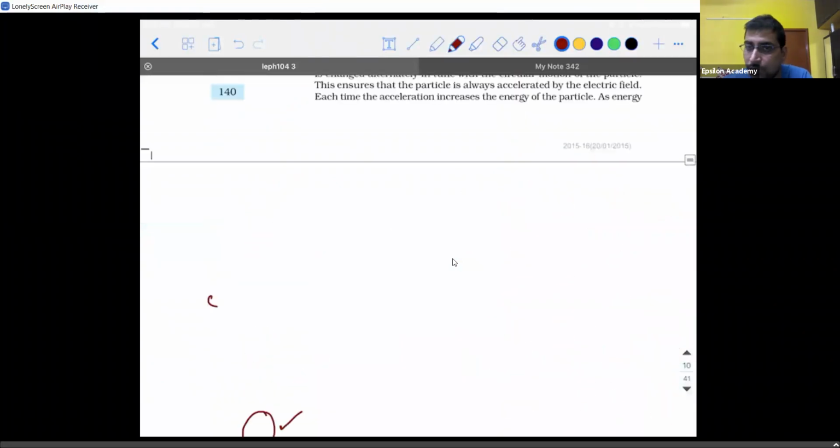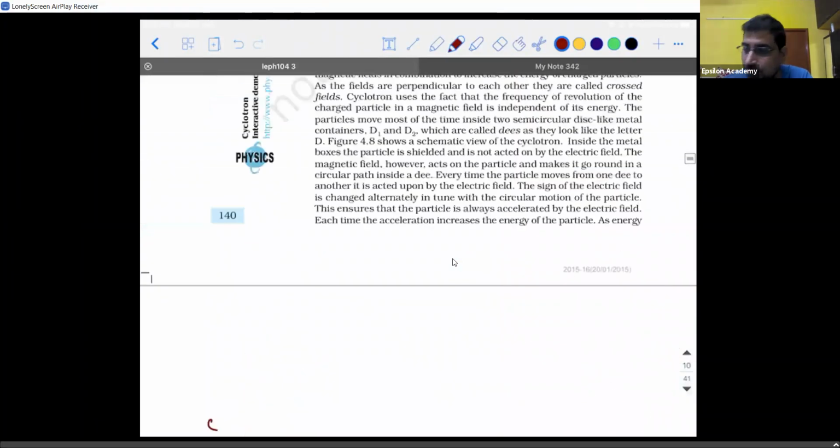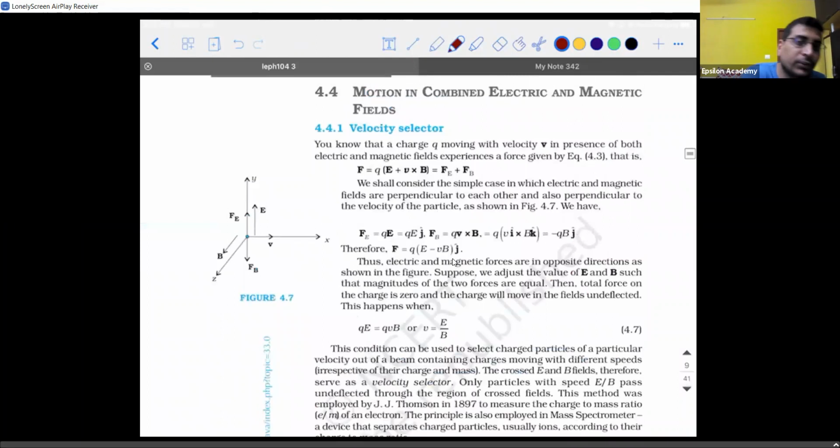So this is all about cyclotron as I mentioned. And the last concept with respect to the charged particle moving in magnetic field is this thing. It's called as velocity selector, and it is very, very important. Okay. So write down the heading. Many times they ask for 2 marks, or sometimes they will ask you problems also based on this. So if you have a good clarity on this, motion in combined electric and magnetic fields.